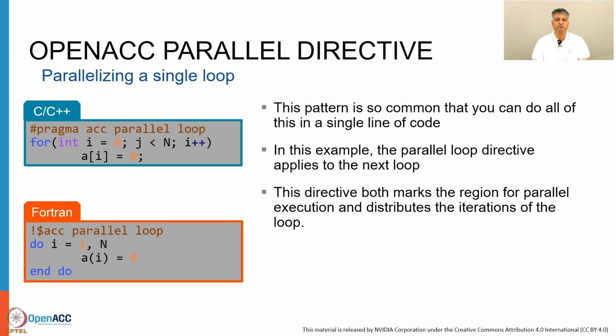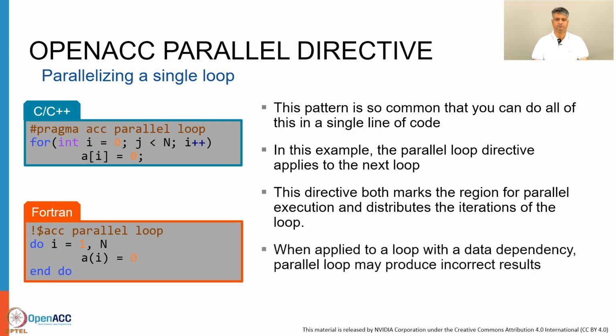In this, the directive marks both the region of the parallel execution and also the distribution of the iterations of the loop. Remember, if you do not do the distribution of the iterations, then the code will run redundantly on these parallel gangs. So, if you apply it to a loop with data dependency, a parallel loop may produce incorrect results, as we have seen in the previous video.